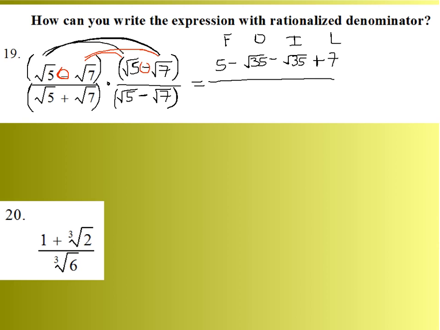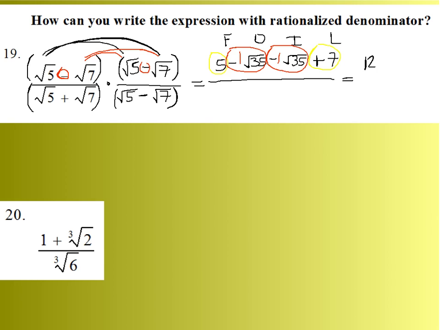So first I want to simplify what we can. We see that we have 5 and a positive 7. So those can combine, those are like terms, to give us 12. Also, we see that we have a negative square root of 35 and a negative square root of 35. So those can combine. We keep that square root of 35 and we just combine the coefficients.